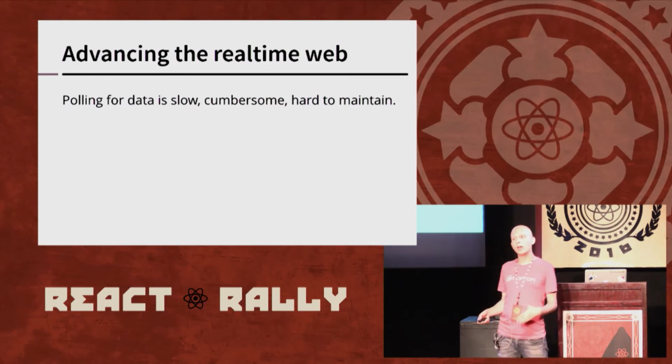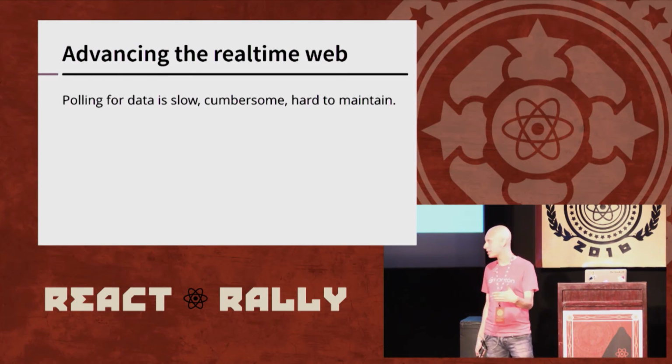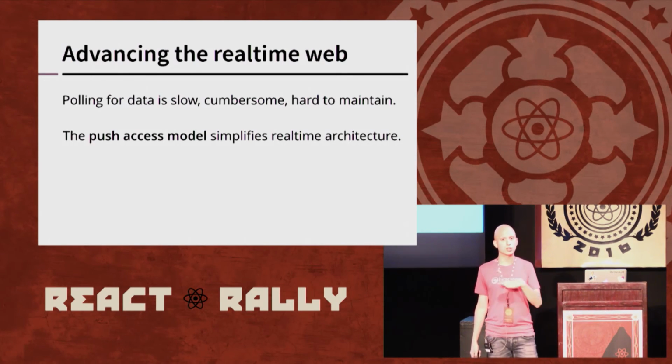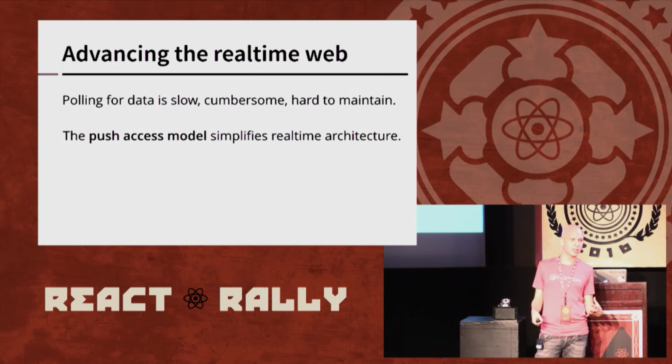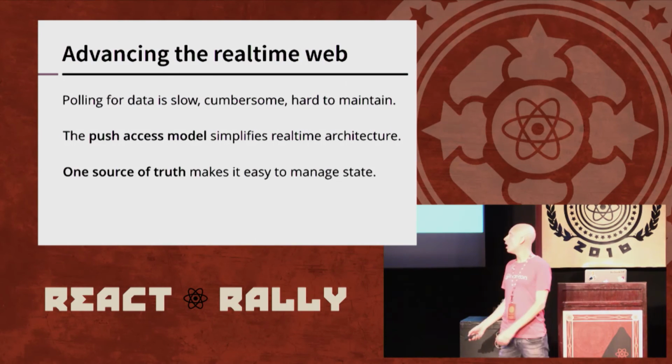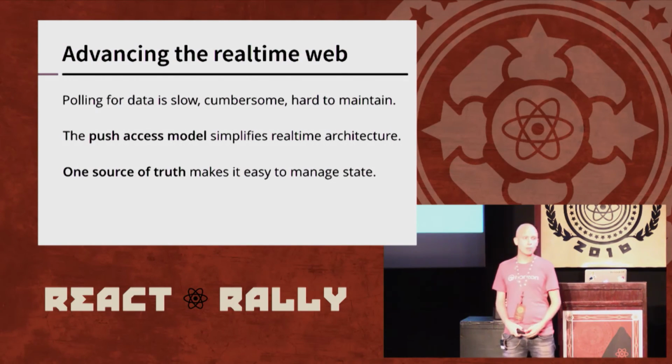You should try to figure out how to use a push-driven architecture instead. That's going to be the most expensive thing as you start to scale and as components get more interconnected. The push access model simplifies building these real-time architectures. It makes it very easy to be able to send an update from any part of the stack to any other part of the stack. One source of truth makes it easy to manage state.